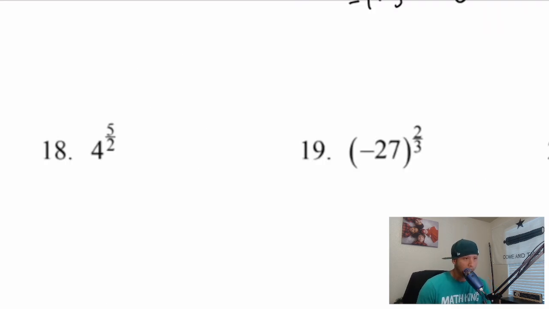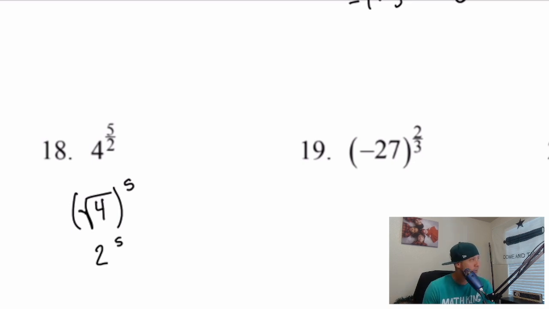All right, number 18. 4 to the 5/2 power. So the denominator is a 2, so square root, to the 5th power. The square root of 4 is 2, so 2 to the 5th power. So 2 times 2, 5 times. This is 4 times 2, so 8 times 2 is 16.